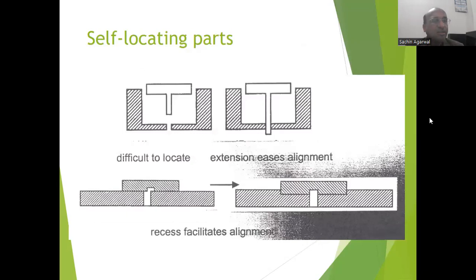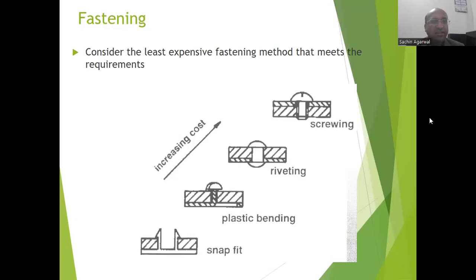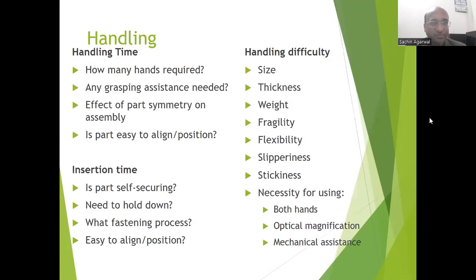These are certain examples in which it is difficult to locate. Top-down assembly. These are the fastening methods. Consider the least expensive fastening method that meets the requirement: snap fit, plastic bending, riveting, and screwing.